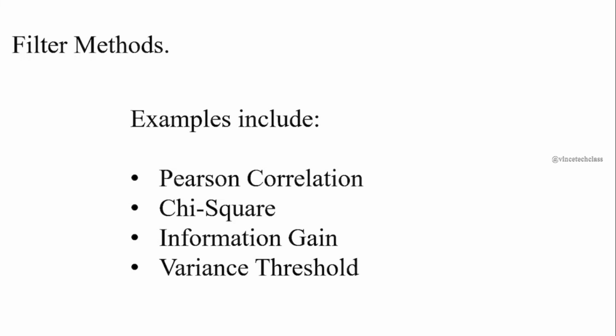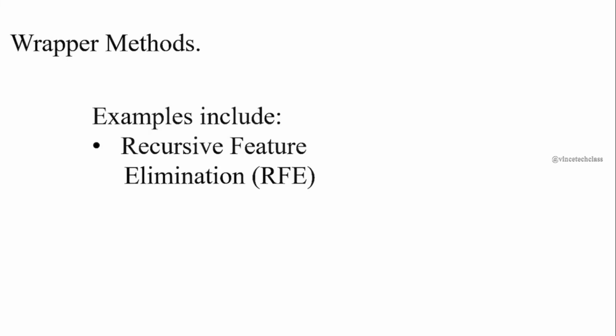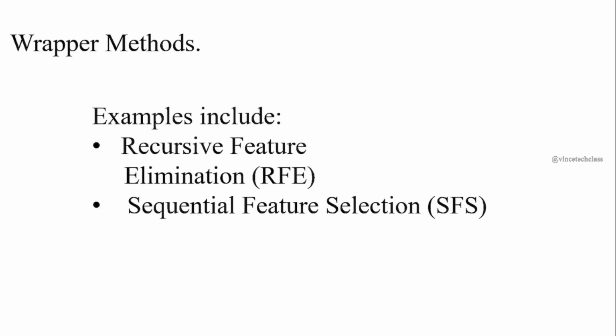And the last one is variance threshold. Variance threshold removes low variance features that contain little information, and it also helps to eliminate constant or near constant features. Next one is wrapper methods. And wrapper methods include recursive feature elimination and sequential feature selection.